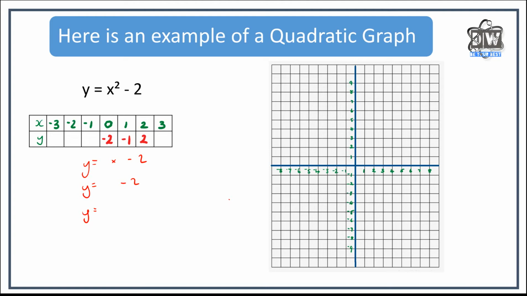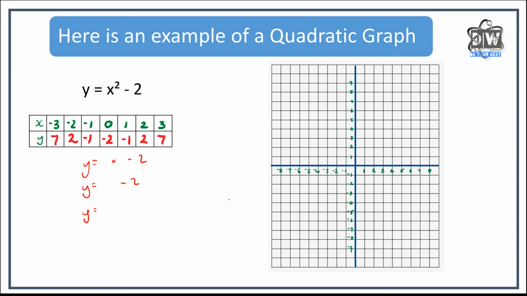Okay, here we go. So we've got 3 times 3 is 9. 9 take away 2 equals 7. Yeah? What's minus 1 times minus 1? That equals 1. 1 take away 2 gives us minus 1. What's minus 2 times minus 2? Well, that's 4. 4 take away 2 gives us 2. And minus 3 times minus 3 equals 9. 9 take away 2 is 7.